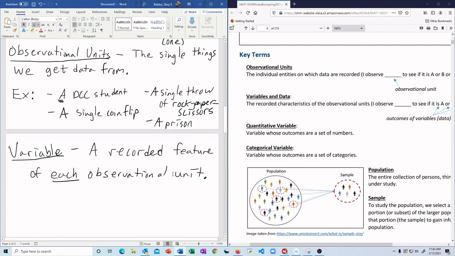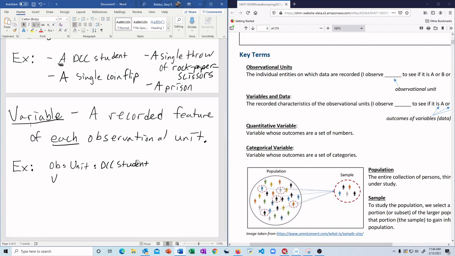So, example. And it's interesting, you have to have the observational units here for the variables to really make sense. So I'll start with the observational unit here, and let's make this a DCC student. Okay, so then you can do the variables. So what are some variables we could do here? What could I ask about each DCC student?